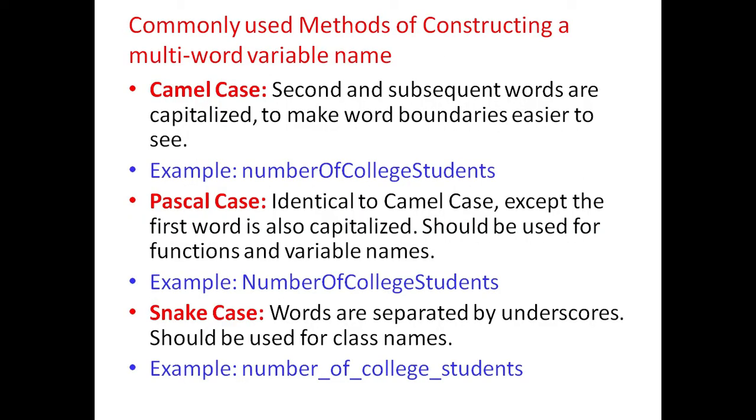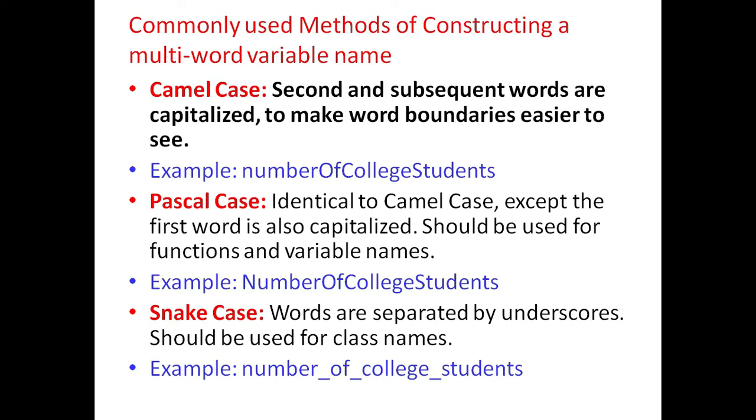Commonly used methods for constructing multi-word variable names are camel case. Here, the second and subsequent words are capitalized to make the word boundaries easier to see. For example, numberOfCollegeStudent. Here, the first letter n is in small letter and O, C and S are in capital letters.